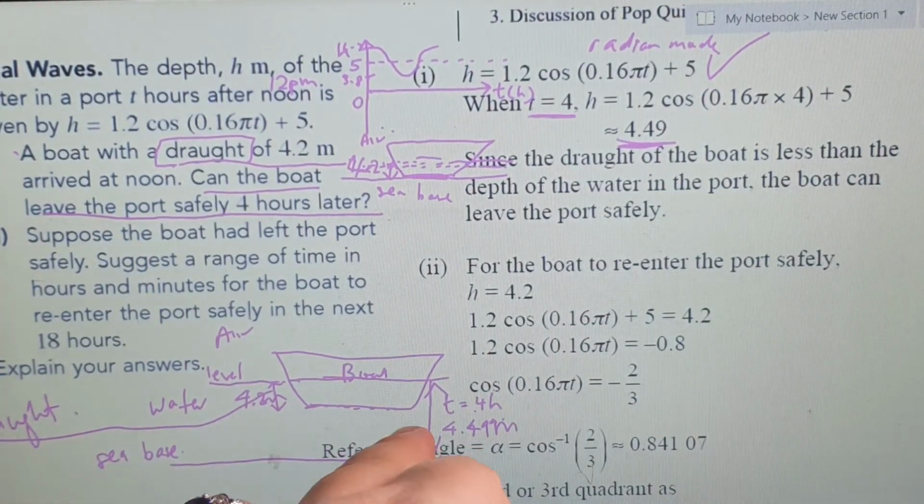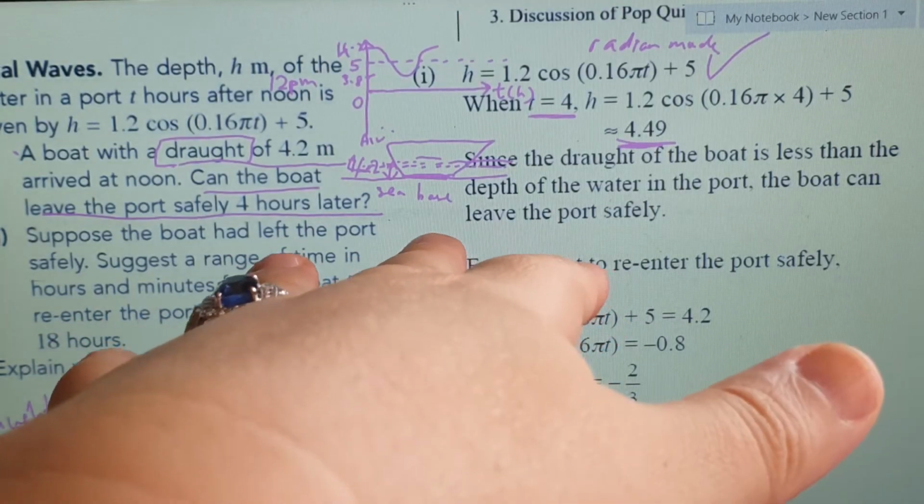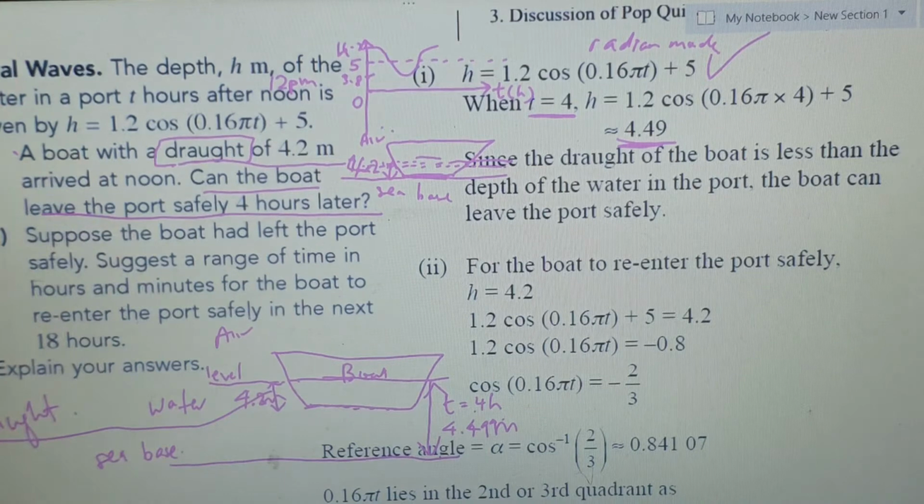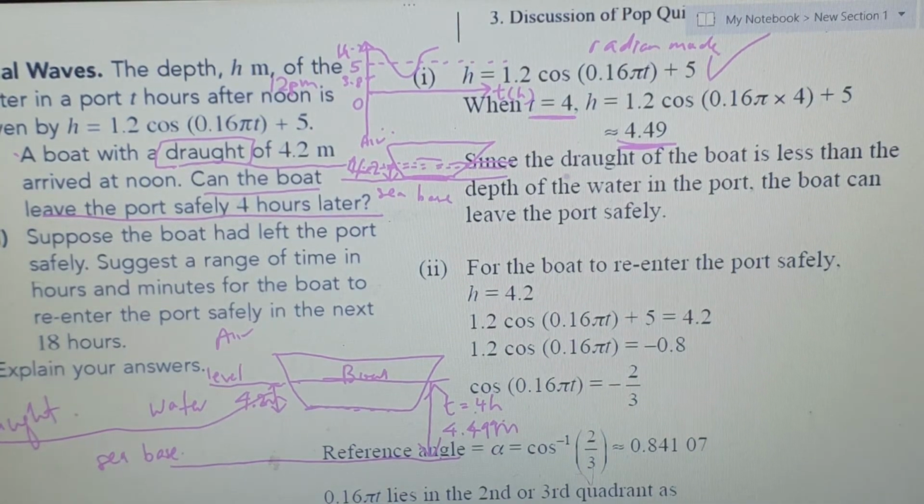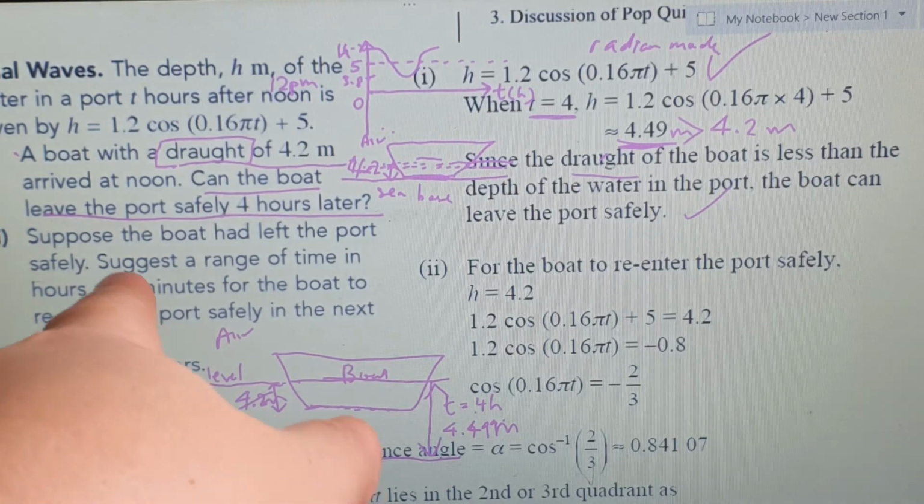If there isn't enough water, the boat cannot float, the boat would maybe topple to one side. So this is a real life question. Since the depth is greater than 4.2, therefore you can leave the port safely. Okay, now I hope you understand.